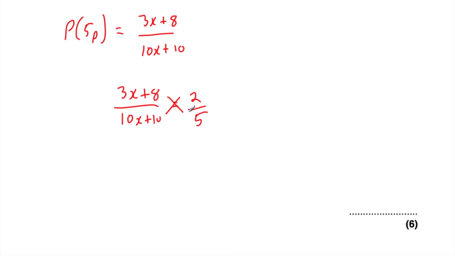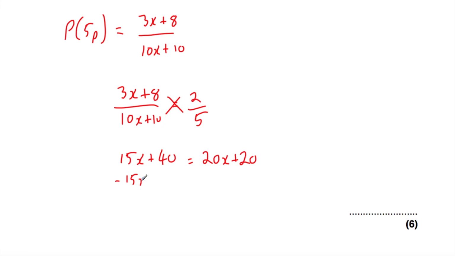So this numerator times that denominator, you'd have 3x plus 8 times 5, so that'll be 15x plus 40. And then this numerator times that denominator would be 20x plus 20. So we've just timesed that numerator by that denominator, and that numerator by that denominator. Now we just need to solve this equation.